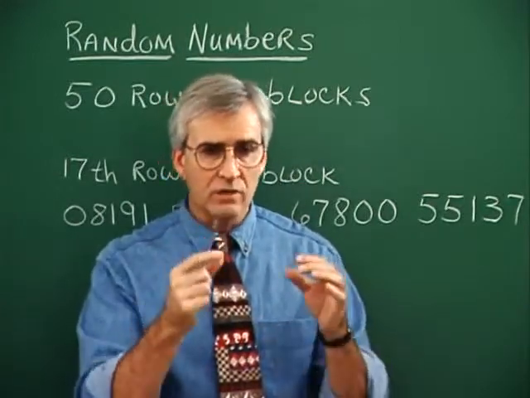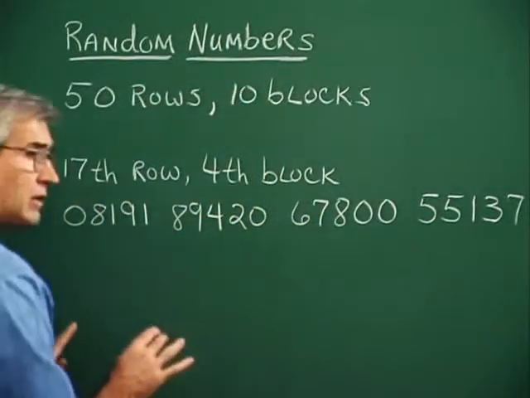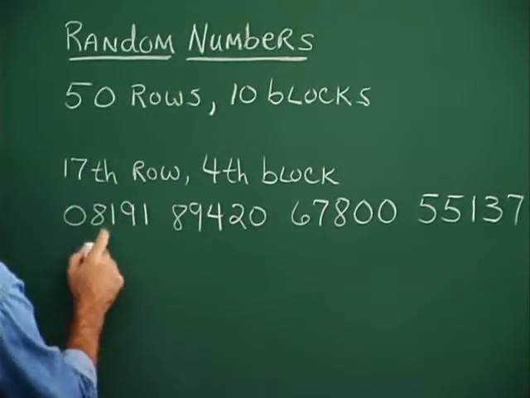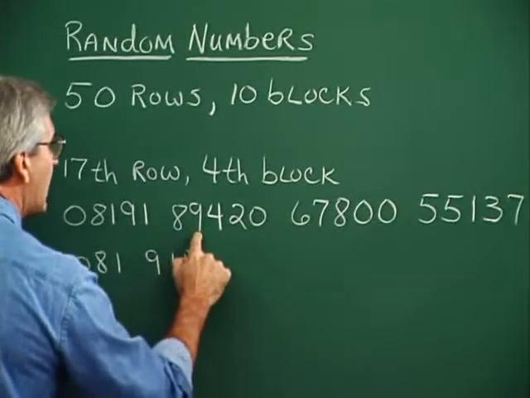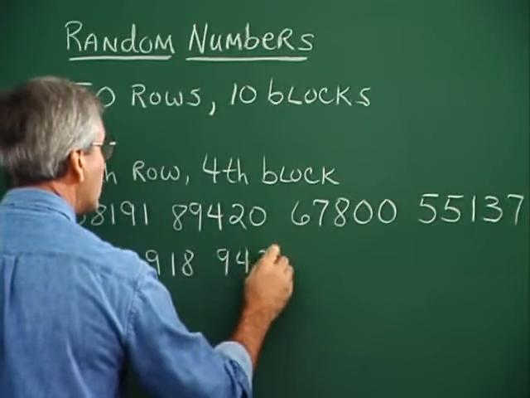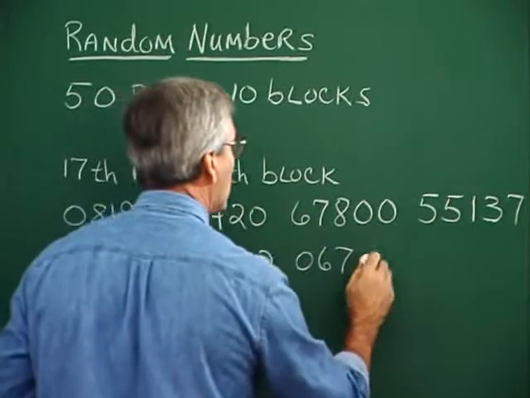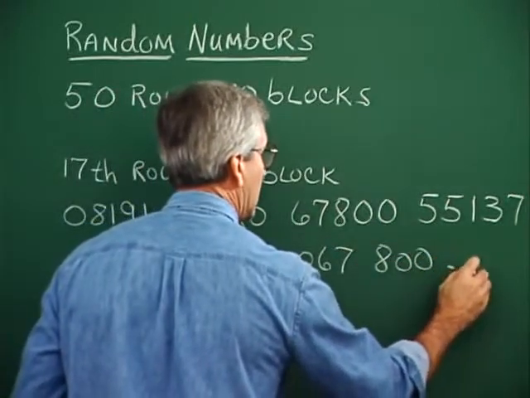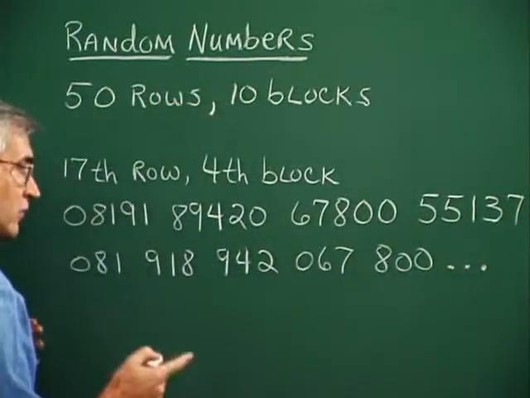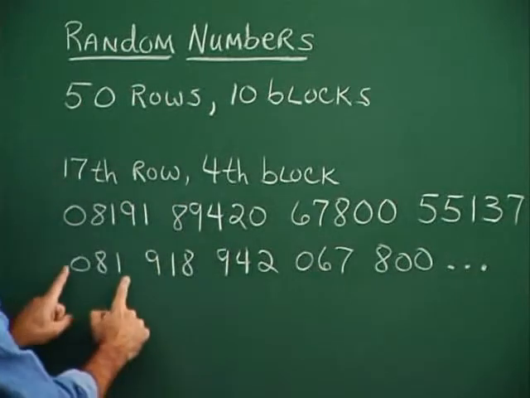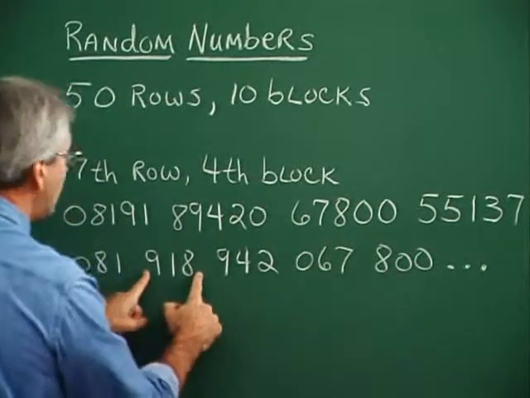So this is a group of three-digit numbers, so we could take our random numbers here and divide them into groups of 3 digits. So this would be 081, and then 918, and then 942, and then 067, you see, and then 800, and so on. Now, we just record many of these, and then we say to ourselves, well, let's see, 081 would be number 81. And this is number 918.